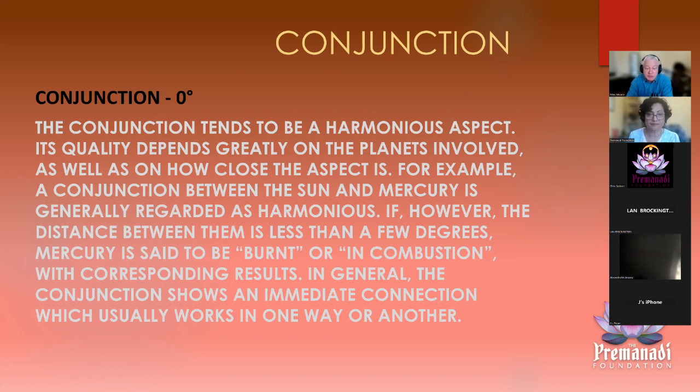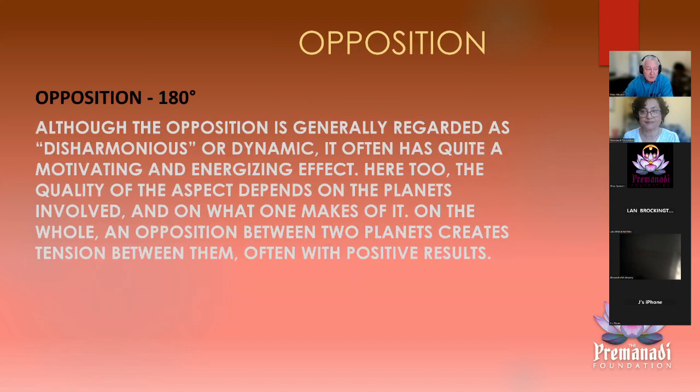For example, a conjunction between the Sun and Mercury is generally regarded as harmonious. If, however, the distance between them is less than a few degrees, Mercury is said to be burnt or in combustion, with corresponding results. So in general, the conjunction shows an immediate connection, which easily can work in one way or another, depending on what is involved.